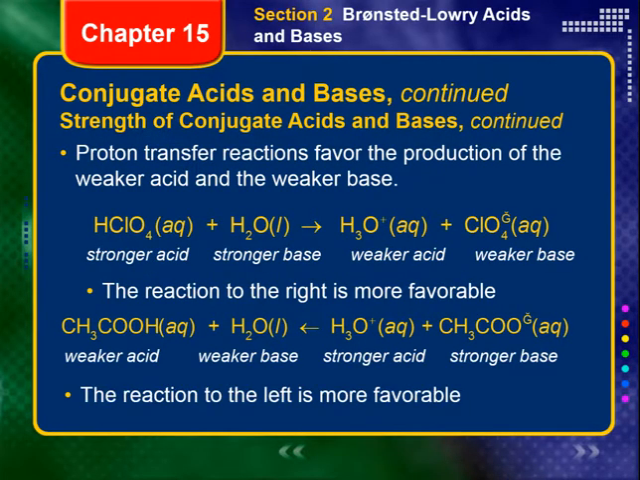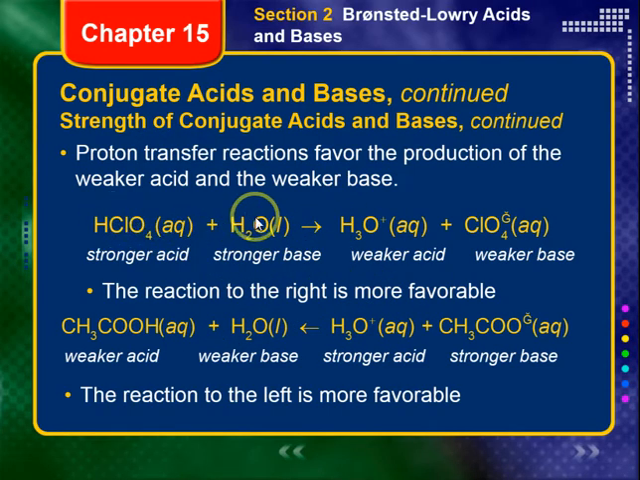All right, now if you need to press pause after I finish talking about this slide, please do so. It'll make a lot of sense if you just give it a few extra seconds of thought. Proton transfer will favor the production of a weaker acid and a weaker base. All right, so we have these 2 reactions that can go either way. They reach equilibrium, so they can go either way.